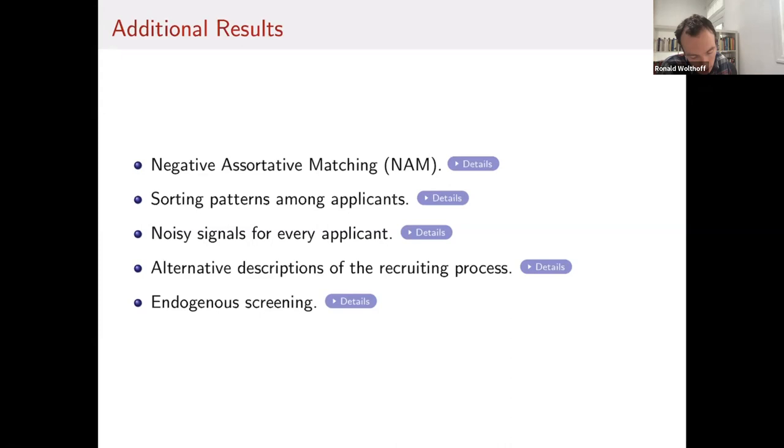We can allow for noisy signals. Like I said, if you want a different micro foundation of the recruiting process, give it to me. We can replicate the process.